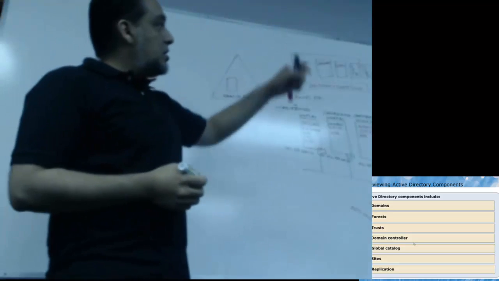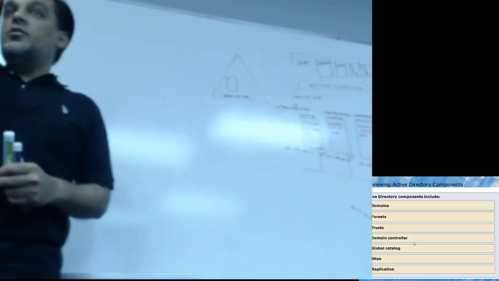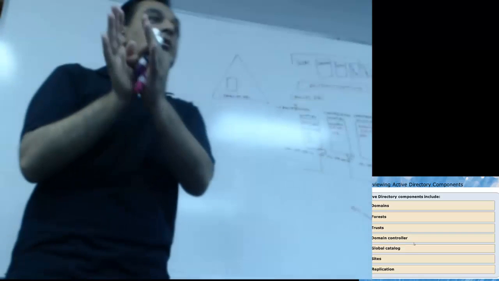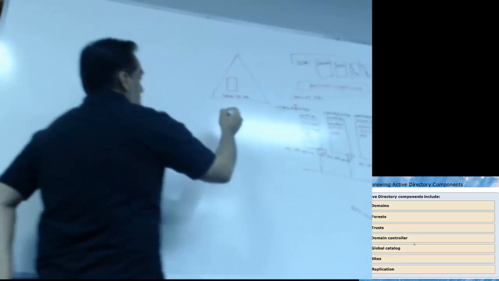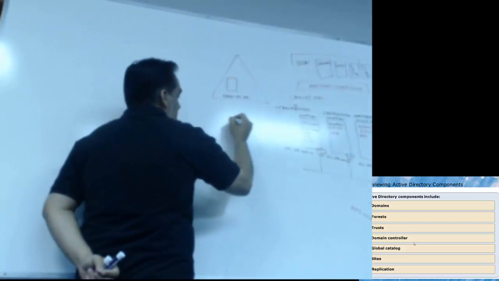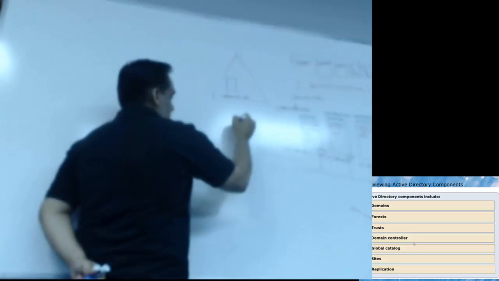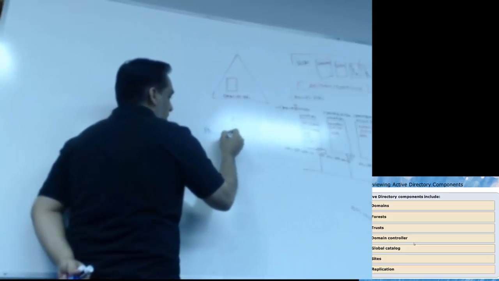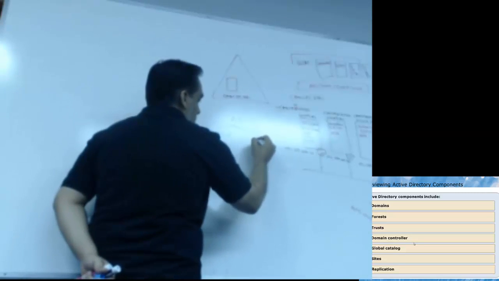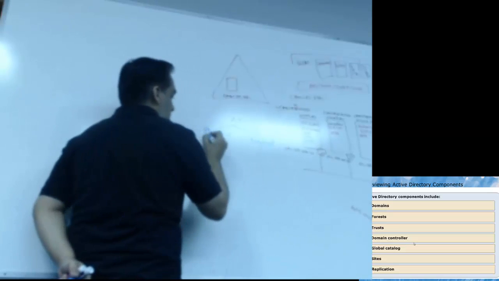Now within this DC, guys, as we know, Active Directory is divided into two types of structures. There is logical structure, there is physical structure. Physical structure and logical structure. So if we can make it here, you have AD divided into physical structure and logical structure.